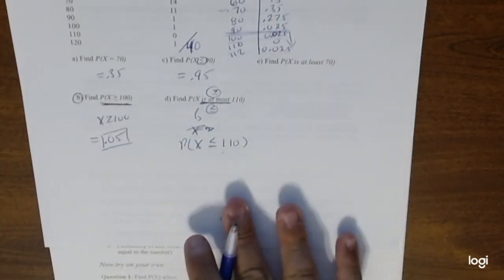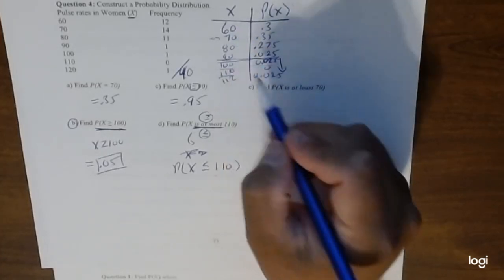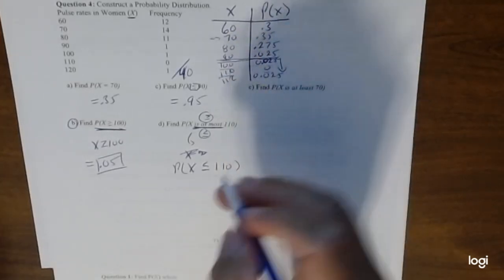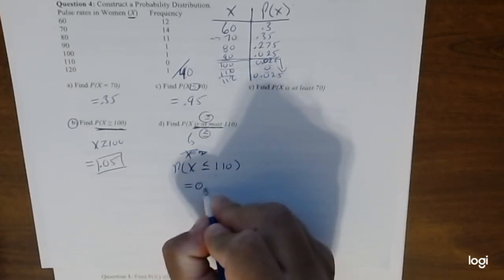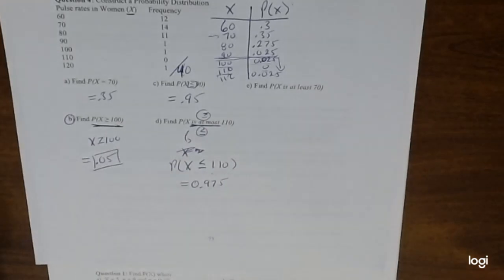So now we go up here. What's everything less than or equal to 110? So that's from here all the way down. So it's adding from 0 down. If you add all those up, it should give you 0.975. Go ahead and verify that real quick, okay?